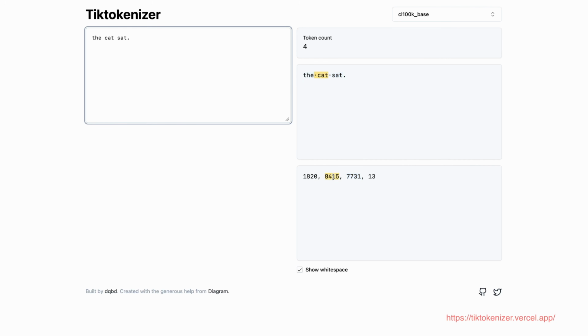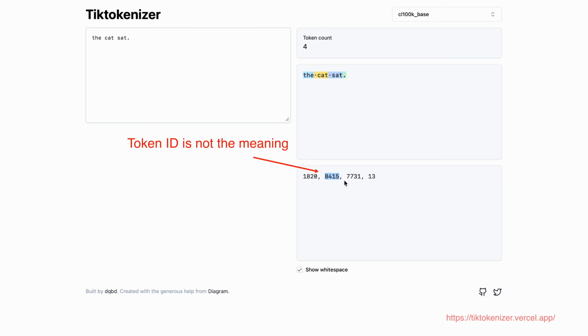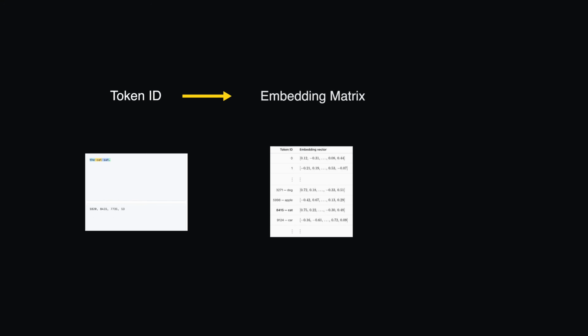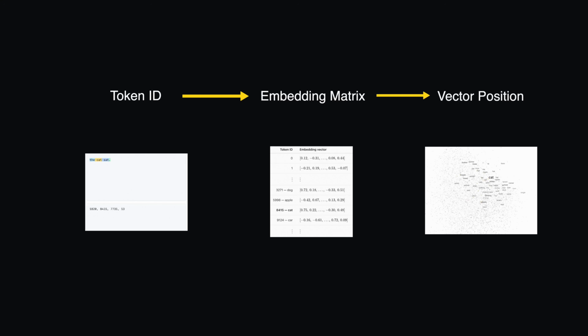Then each token becomes an ID. But you need to be careful, this ID is not the meaning. It's just an address. It's like a row number in a table. The model uses that ID to look up the token's vector in the embedding matrix. And this ID is only usable for models because models do not see language, they see numbers. So you have token ID, then embedding matrix, then vector position. So that vector is the embedding. An embedding is the learned vector position of the token. From that moment, the model works only with vectors.